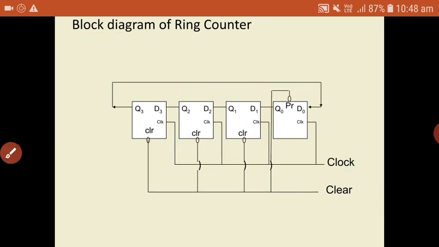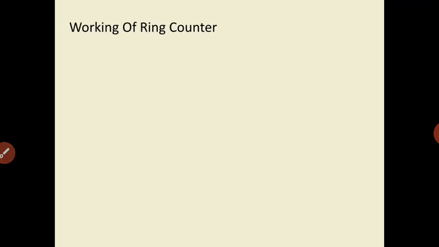So this is the block diagram of the ring counter. Next we will observe the working of the ring counter. Q0 output sets up the D1 input.